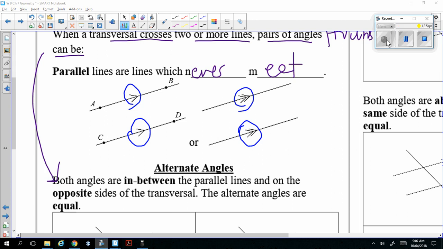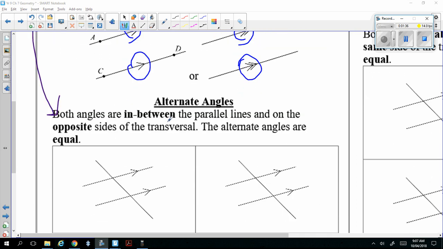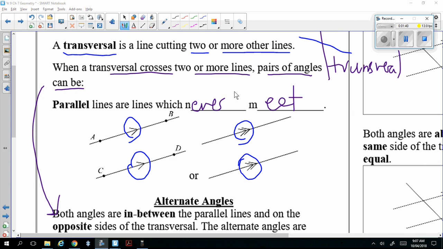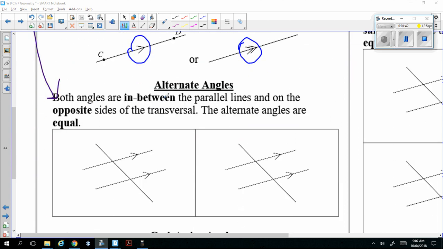Continue. All right, parallels are lines that never meet, and it's indicated by an arrow on a line. Now that sentence should be, when a transversal crosses two or more lines, pairs of angles can be alternate angles. Both angles are in between the parallel lines, on the opposite sides of the transversal. The alternate angles are equal.